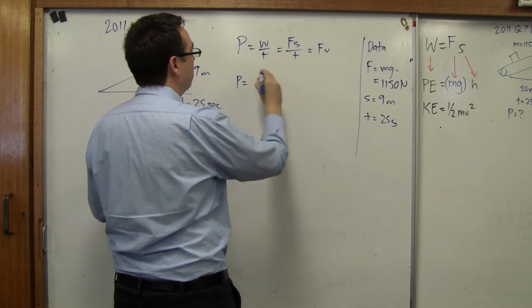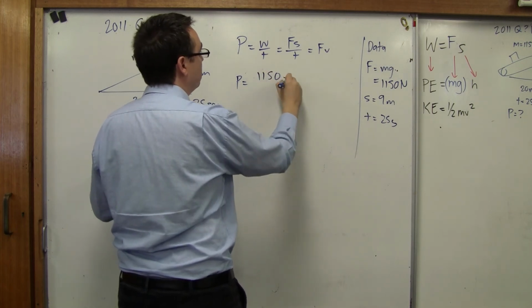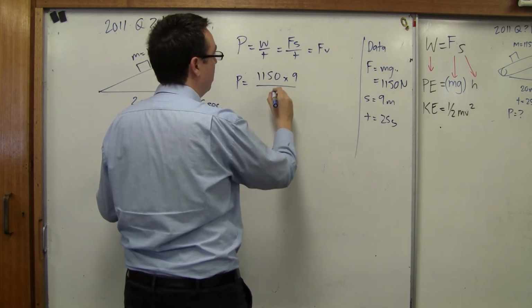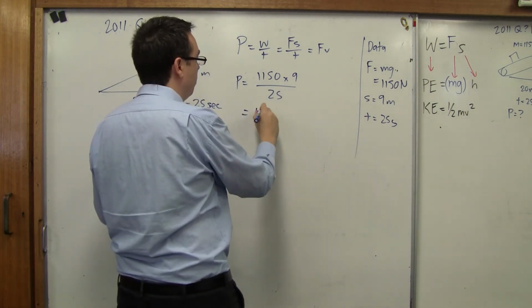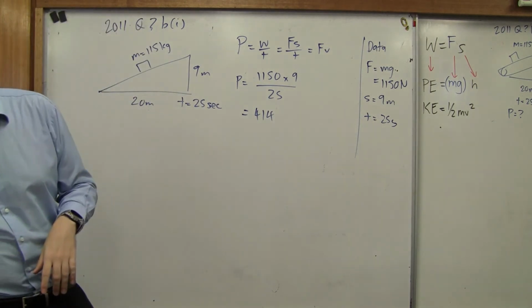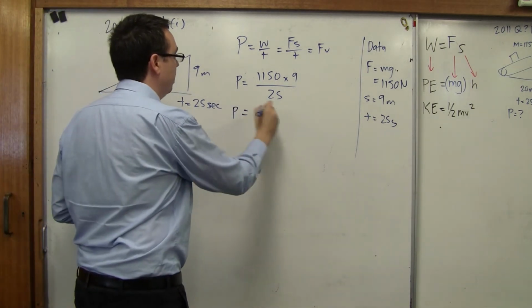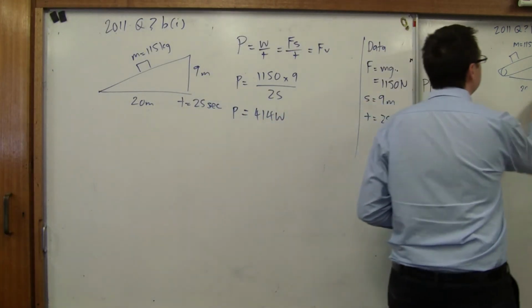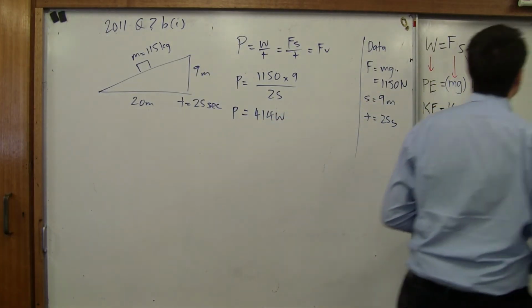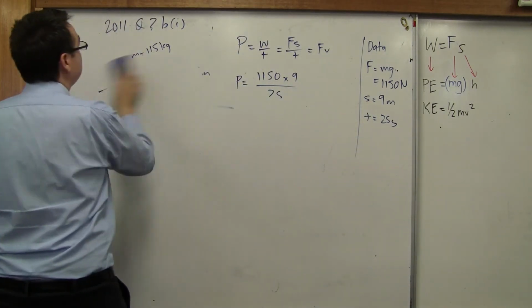P equals 1150 times the displacement of 9 divided by 25 gives us, calculator? 414. Yes, and it's in watts. Excellent. Okay, so that question's done. We can now move on. That was fairly easy for 2 marks.